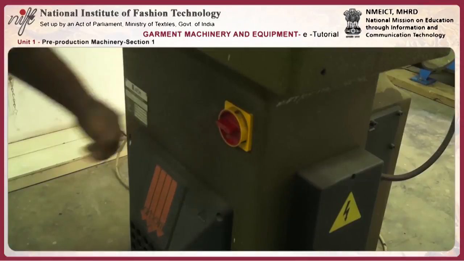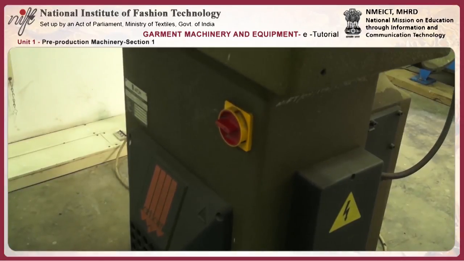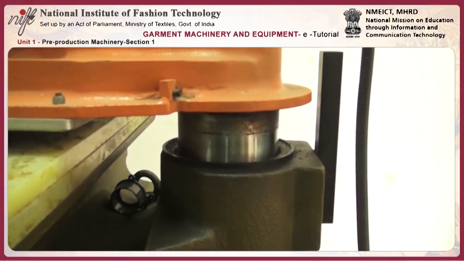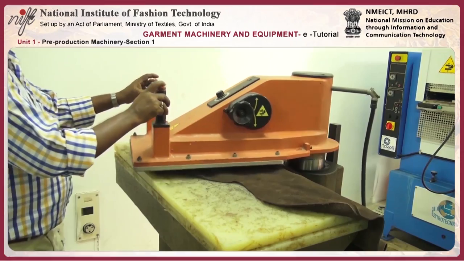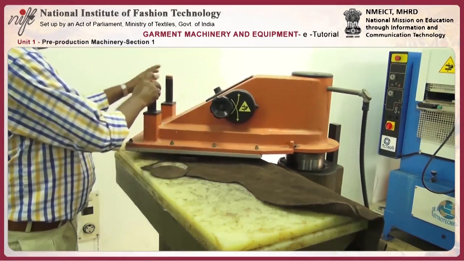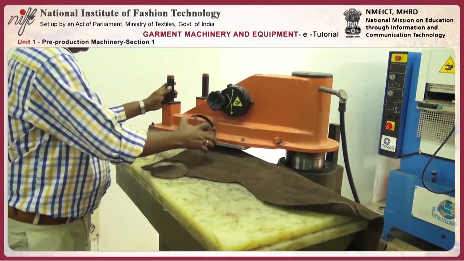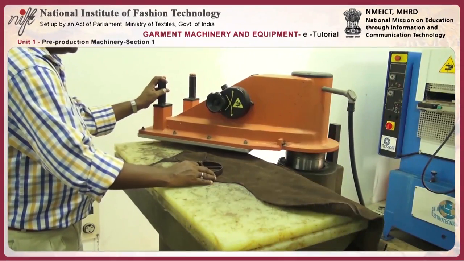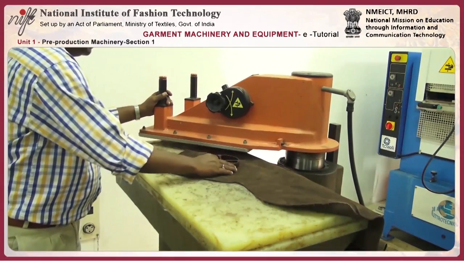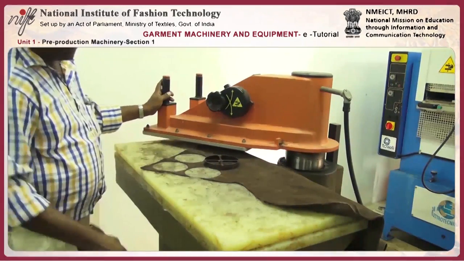This is a die cutting machine. The operator switches on the machine. The pneumatically controlled cutting head rises up. The operator keeps the leather and the die, clicks it, and cuts the leather in the shape of the die. Now you can see that he has placed the die on top of the leather, clicks it, and has taken out the shape.